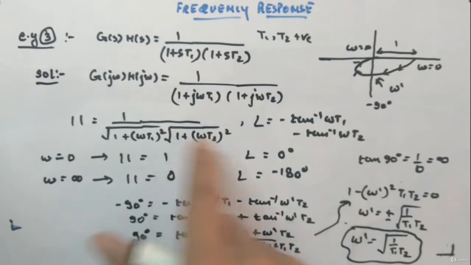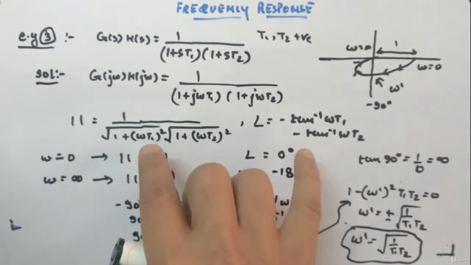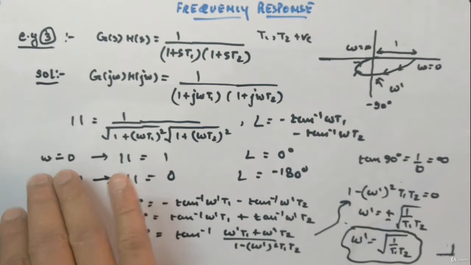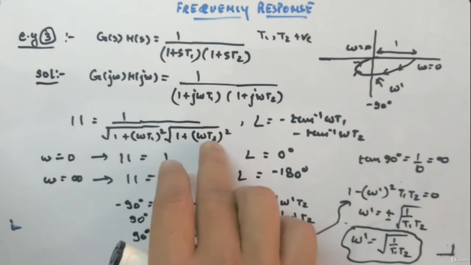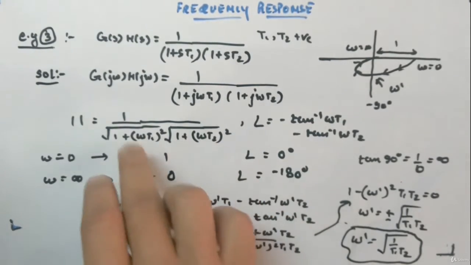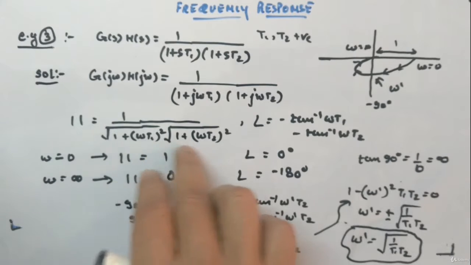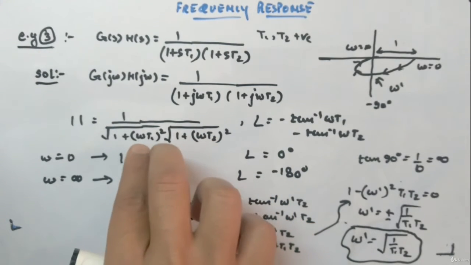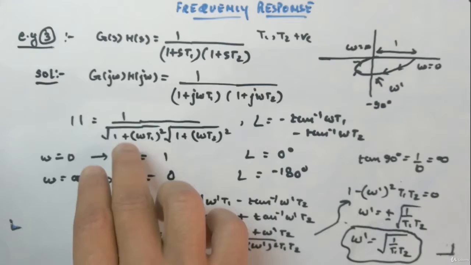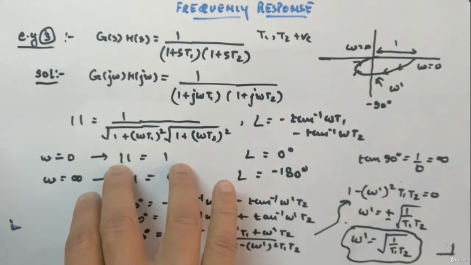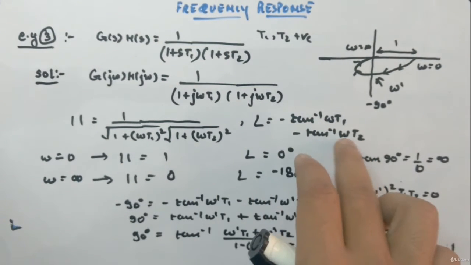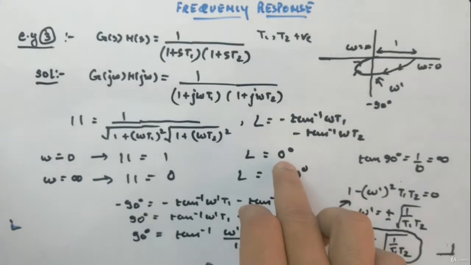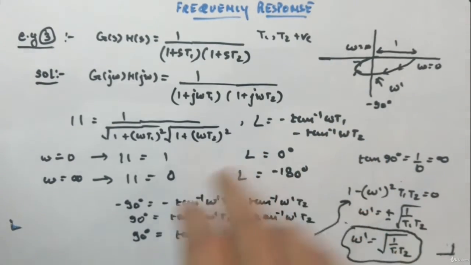Once you get the magnitude and angle, you can use the values omega equal to 0 and infinity. At omega equal to 0, this term will be 0, this term will be 0, overall the term will be 1, and under root of 1 will be 1. So 1 into 1 is 1, and 1 divided by 1 will be 1. So the magnitude will come out to be 1. And the angle, tan inverse 0, which is 0 degree. Both are zeros, that's why the angle will be 0 degree.